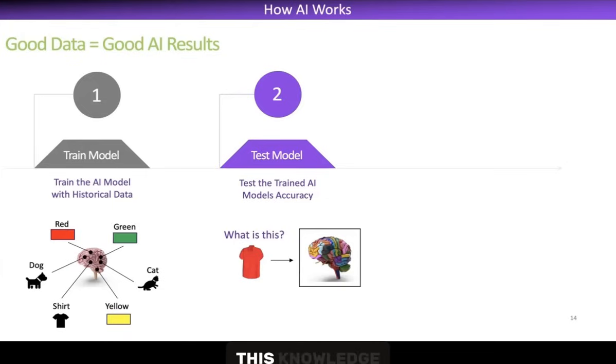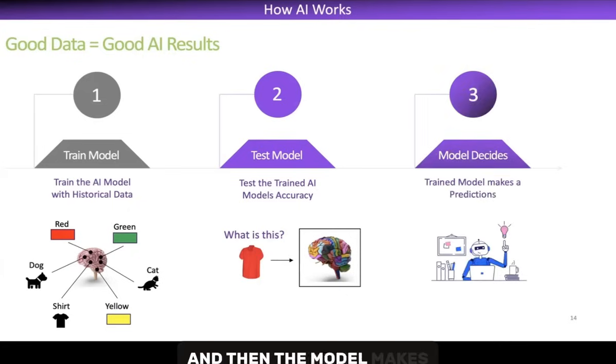The way we test this knowledge, we're going to show it a red shirt. We're going to say, what is this? Because we taught it what the color red is, and we taught it what a shirt is. So we're going to show it a red shirt and say, what is this? Because I've taught you this. And then the model makes a decision.